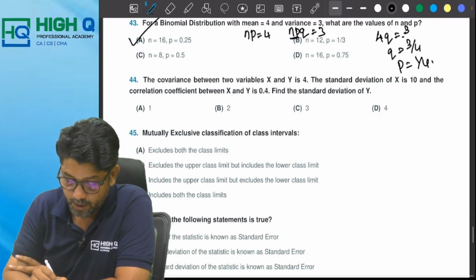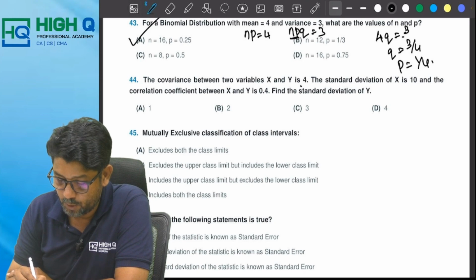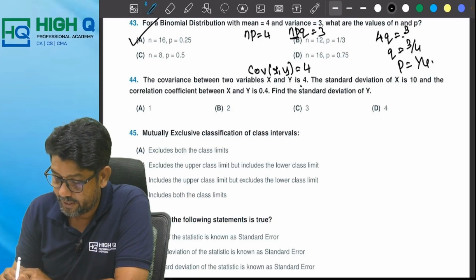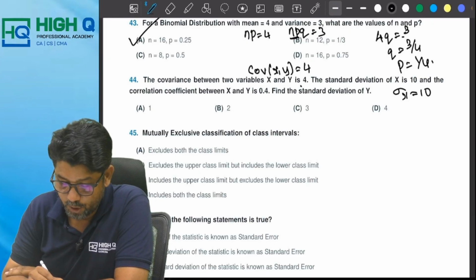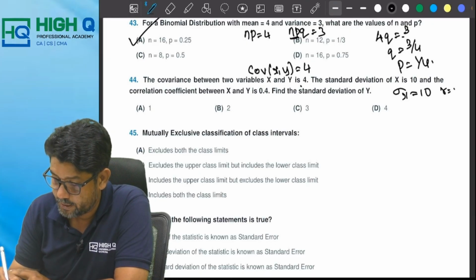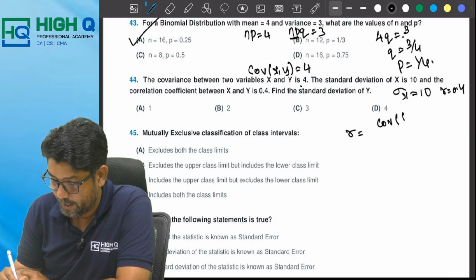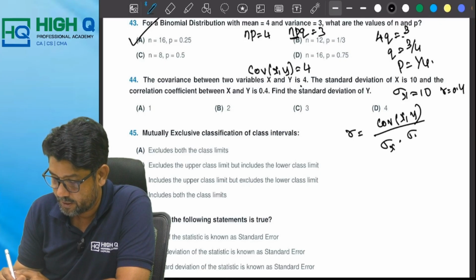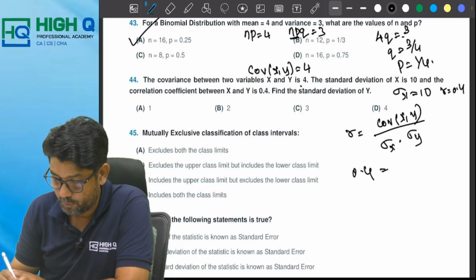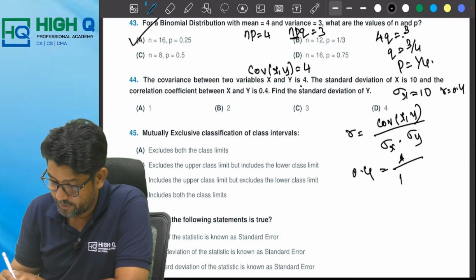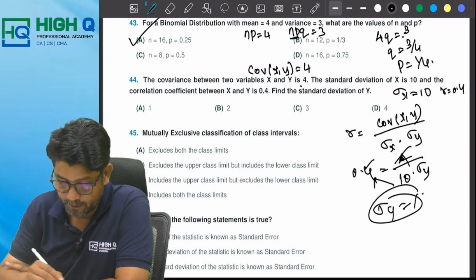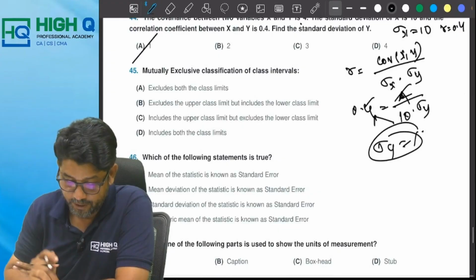Next, the covariance between two variables x and y is 4. That is, covariance of x, y is equal to 4 is given. The standard deviation of x is 10. And the correlation coefficient between x and y is 0.4. R is equal to 0.4. Find standard deviation of y. See, you know the r formula: covariance of x, y divided by standard deviation of x into standard deviation of y. So 0.4 is equal to 4 divided by 10 into standard deviation of y, my dear. By cross multiplication, 4 gets cancelled. Standard deviation of y is 1, option A.